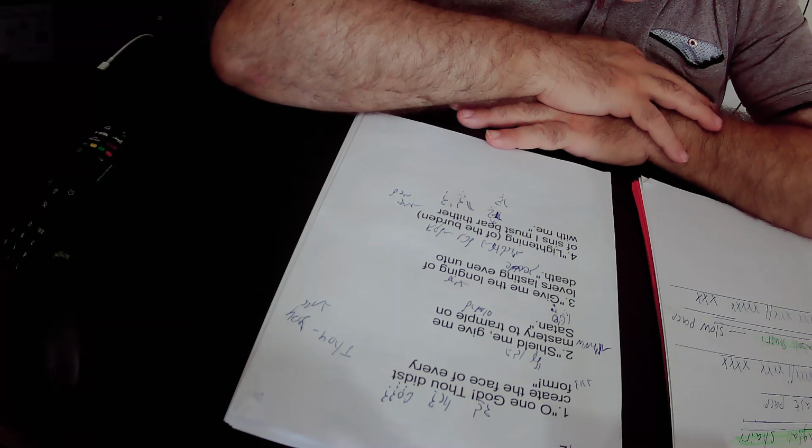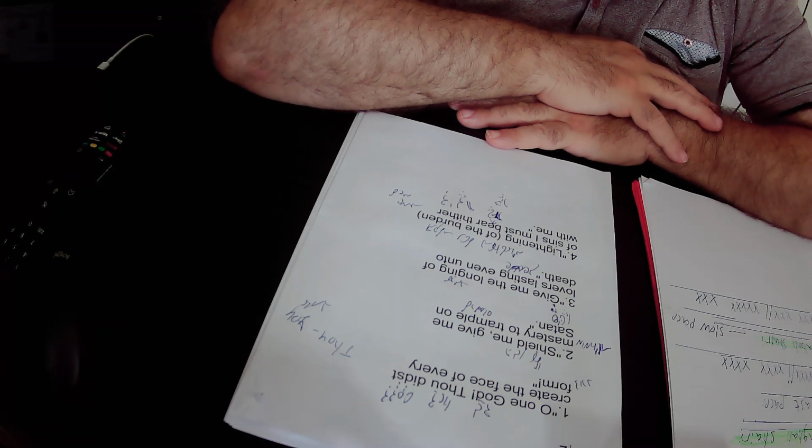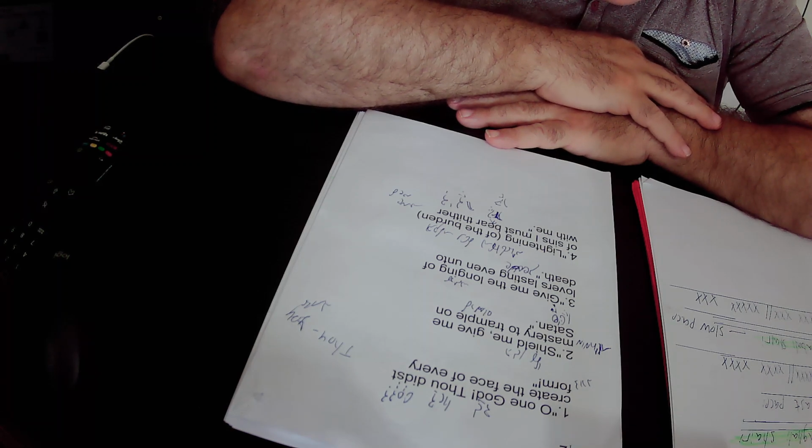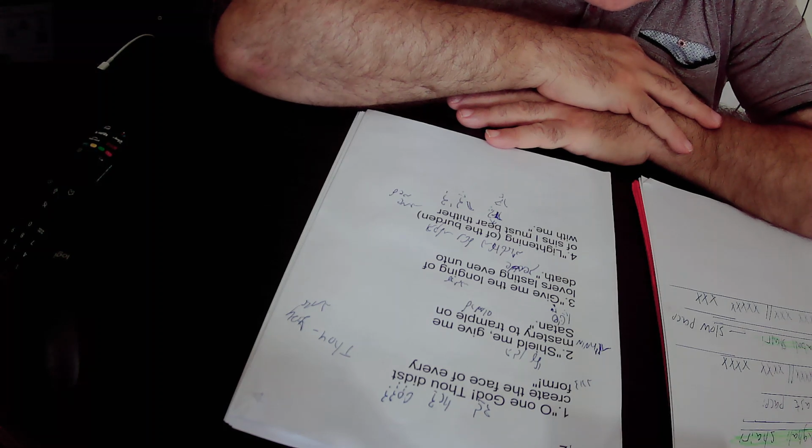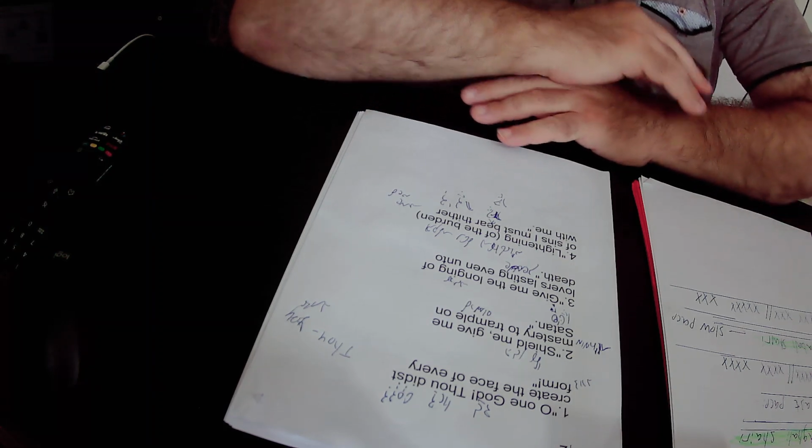O one God, thou didst create the face of every form. Shield me, give me mastery to trample on Satan. Give me the longing of lovers lasting even unto death, lightening of the burden of sins I must bear. Dither with me.